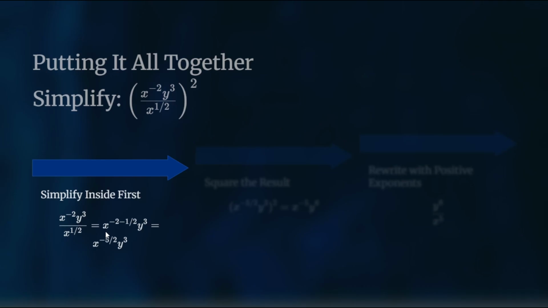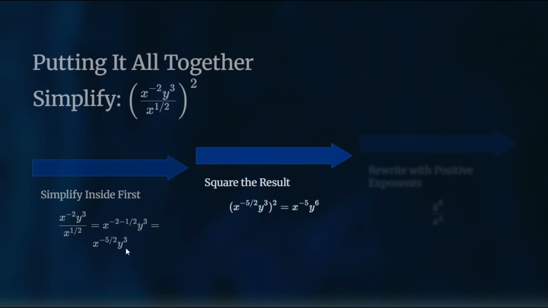So that will become x to the power negative 2 minus 1/2, because we have x to the power 1/2 in the denominator, times y cubed. So y cubed remains. So negative 2 minus 1/2 is negative 5/2. So inside our parenthesis becomes x to the power negative 5/2 times y cubed.